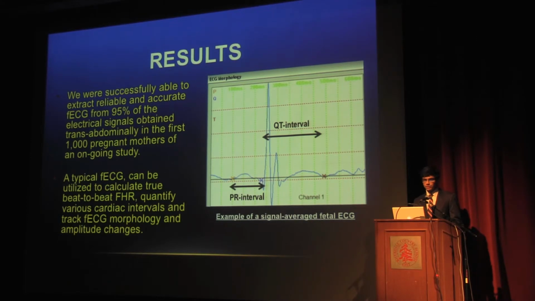A typical fetal electrocardiogram, as shown here, can be utilized to calculate true beat-to-beat fetal heart rate, quantify various cardiac intervals, such as the PR and the QT intervals, as they're shown in the graph, and track fetal electrocardiogram morphology and amplitude changes.